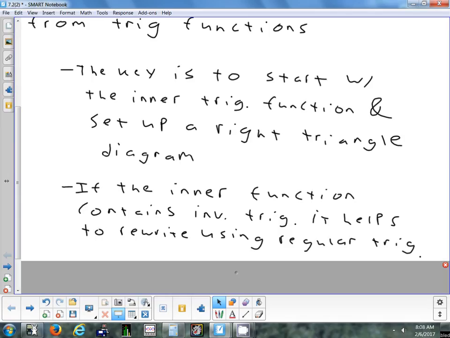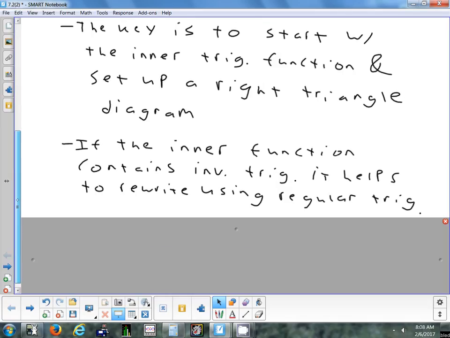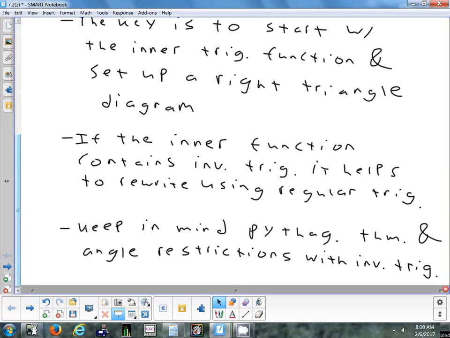If the inside function already is regular trig, then we're going to solve that a little differently. We'll look at those later. So the two kinds of problems we're going to look at are where inverse is on the inside and regular is on the outside, and then we're going to switch it. But we're going to start with the ones where inverse is on the inside. And as we're solving these problems, keep in mind formulas you're allowed to use with a right triangle, like the Pythagorean theorem.